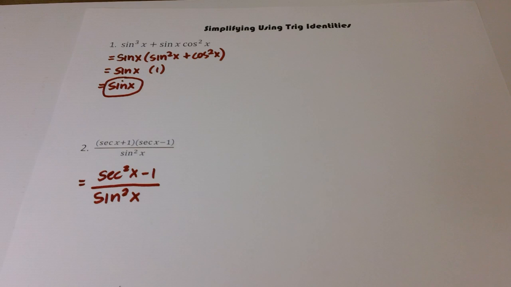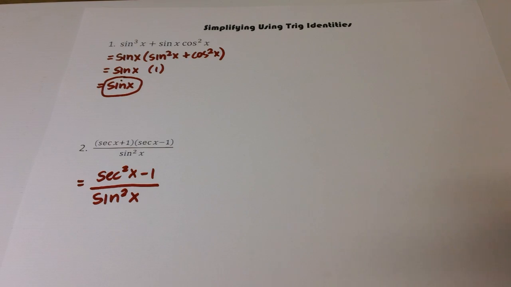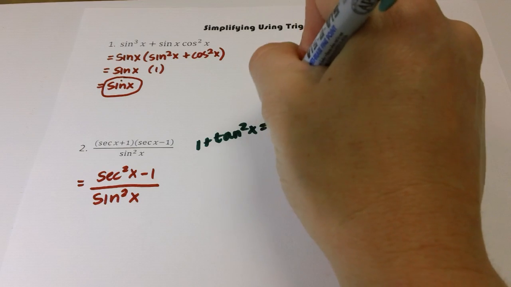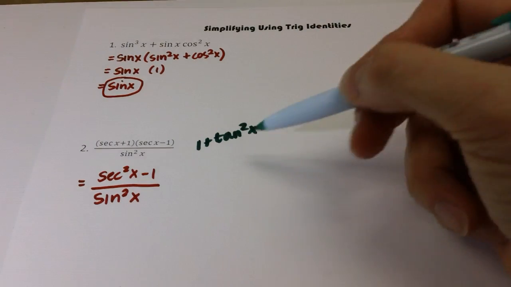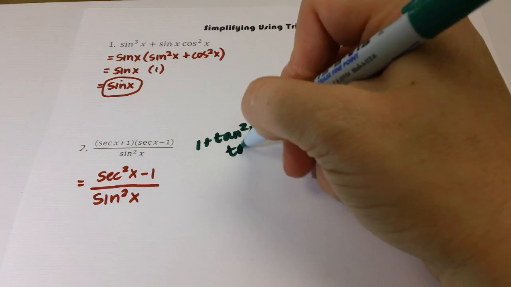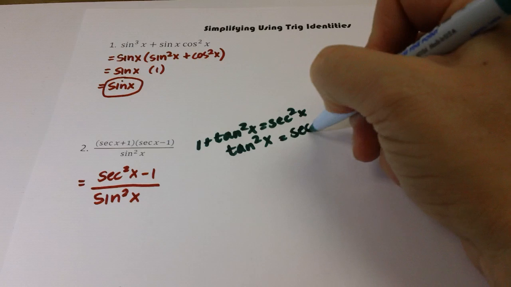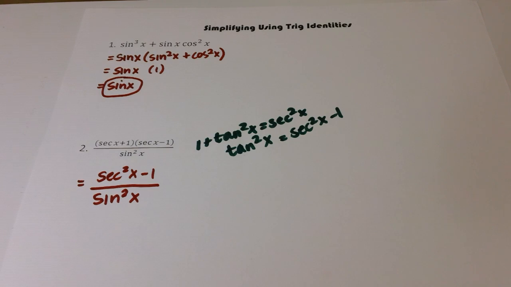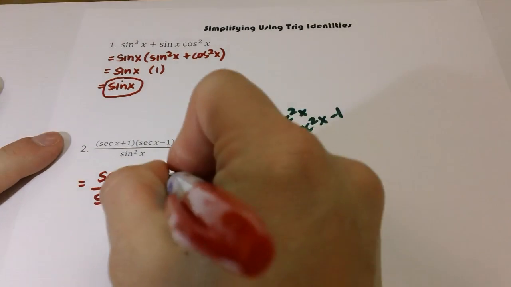Okay, so what you are thinking right now is the secant squared of x minus 1 is not one of our identities. But it's important to really know your identities, because you can recognize that that kind of looks like an identity that we know. It kind of looks like our Pythagorean identity that says 1 plus tangent squared of x equals secant squared of x. If we rearrange this, we can have tangent squared of x equals secant squared of x minus 1. So just by knowing our trig identities and rearranging them, we can see that our numerator here is just tangent squared of x.